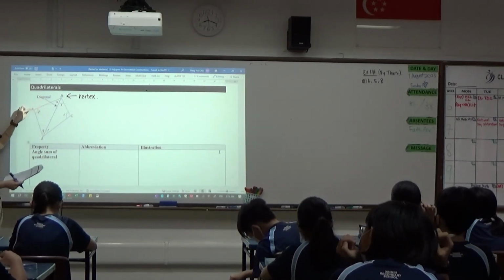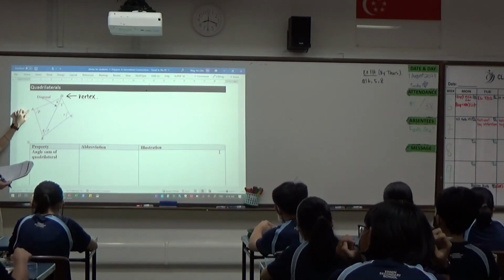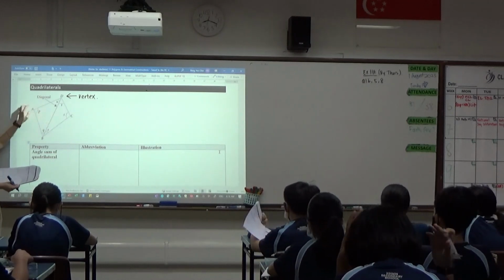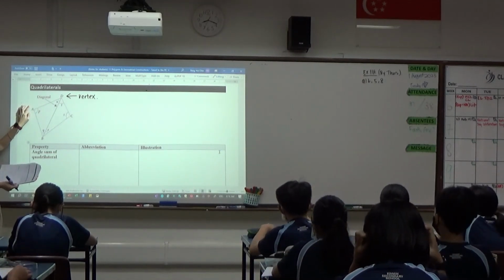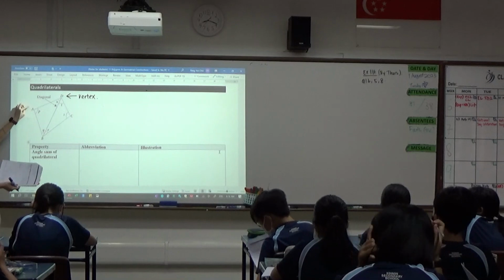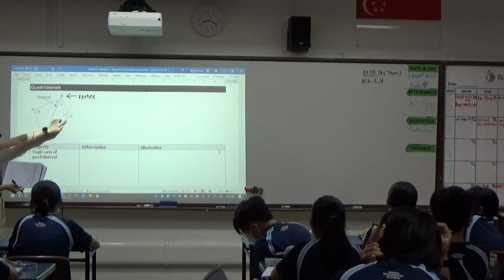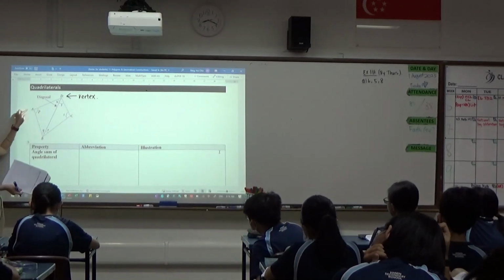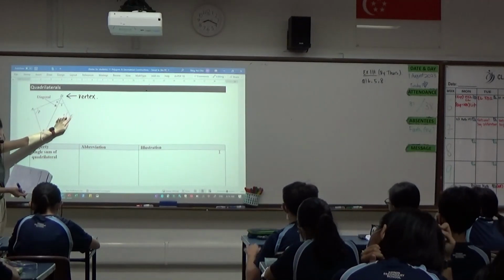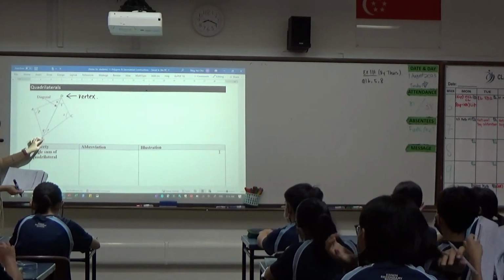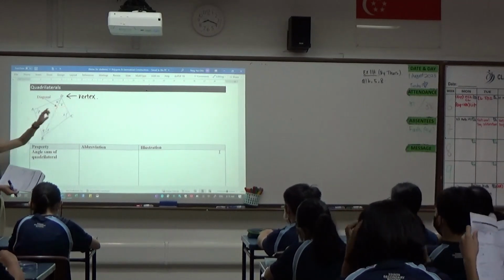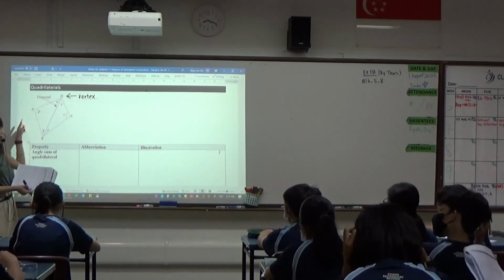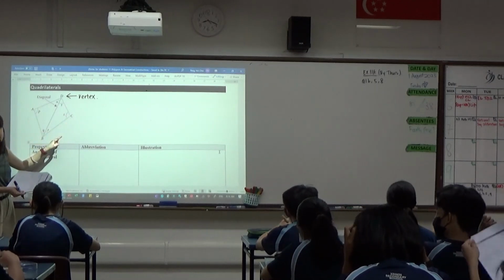Let's say I start from A to name this quadrilateral. Usually we go in a clockwise or anti-clockwise manner. So you can call it quadrilateral ABCD, or you can call it ADCB. You need not always start at A, you can start at C also. So CDAB, or CBAD, so long as you stick with going in a clockwise or anti-clockwise manner.